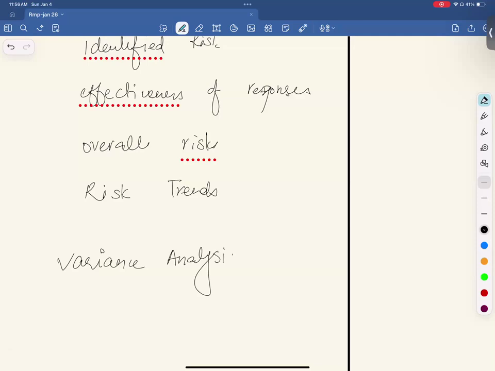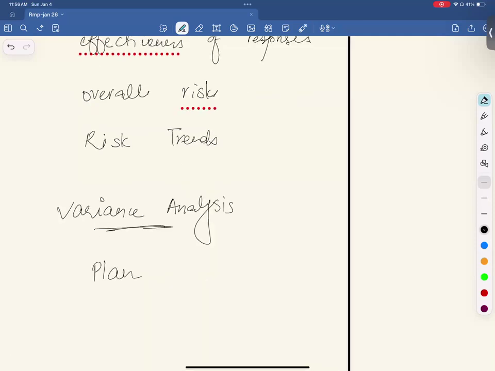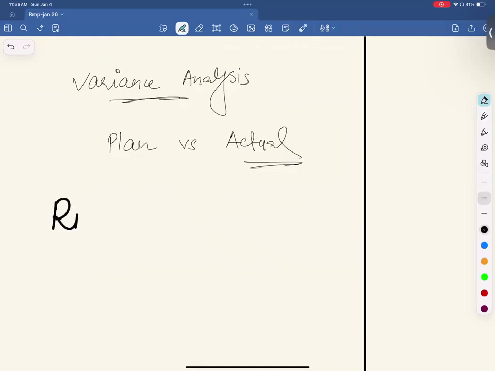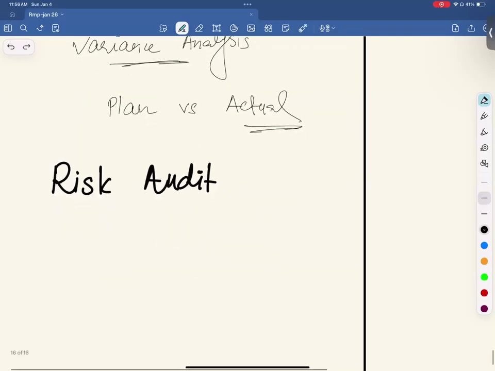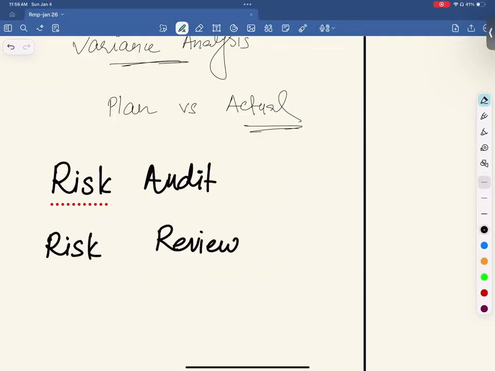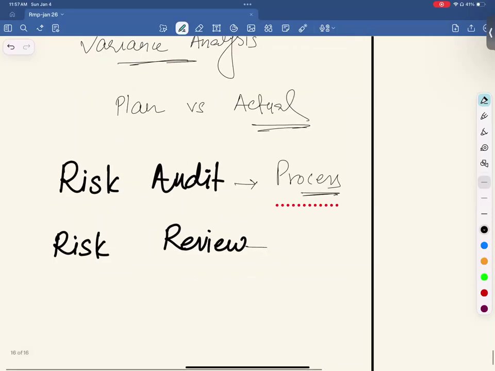Variance analysis, actually, you see the difference between what you plan versus what you're doing in actual. So plan versus actual, that's what we call variance analysis. And in the risk report, you also add the output of your risk audit. There is a difference between risk audit and risk review. Please pay attention. If you want to know the effectiveness of your risk process, you conduct a risk audit. If you want to know your risks, you do a risk review.